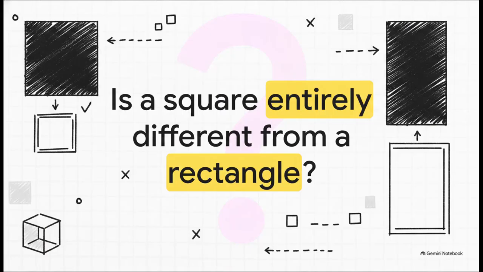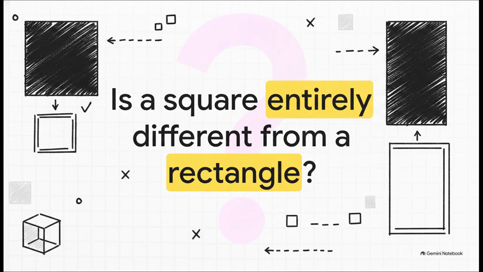Okay, now we arrive at what I like to call the narrative climax of today's explainer. We're about to completely challenge a belief you have likely held since you were in kindergarten. Ready? Is this square entirely different from a rectangle? I'll give you a beat to think about this.